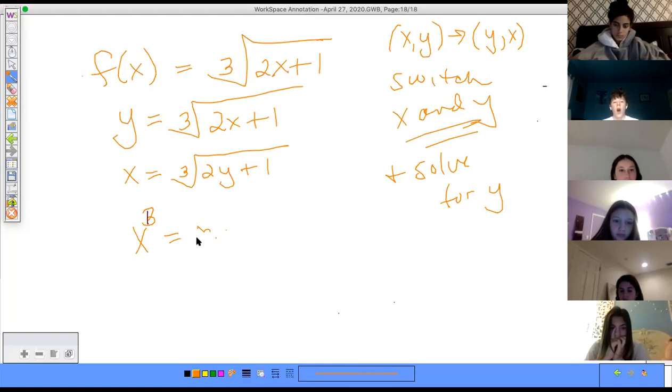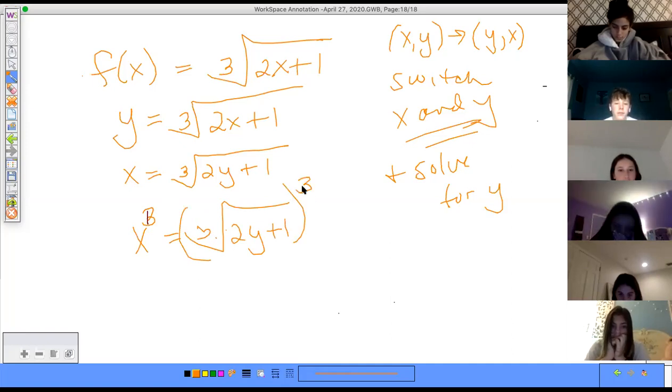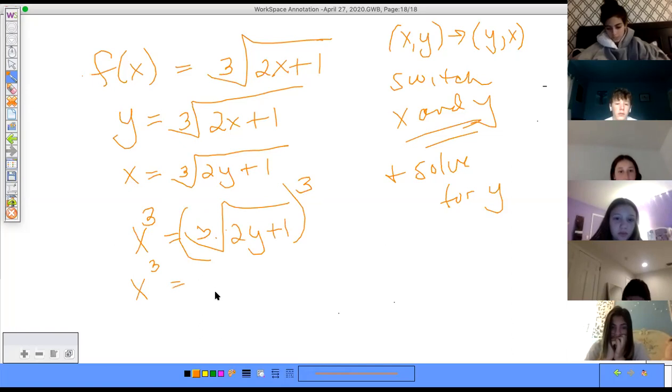So this is going to be the cube root of 2y, and that whole thing cubed, right? So the cube root of something cubed, what happens to the right side? What are you going to be left with there, Jillian? It's 2y plus 1. It's just going to be 2y plus 1.